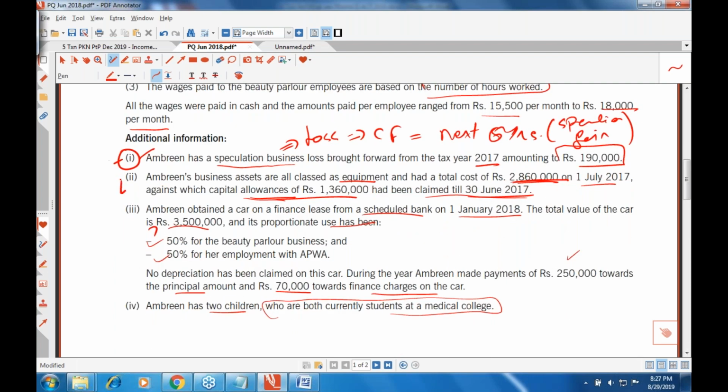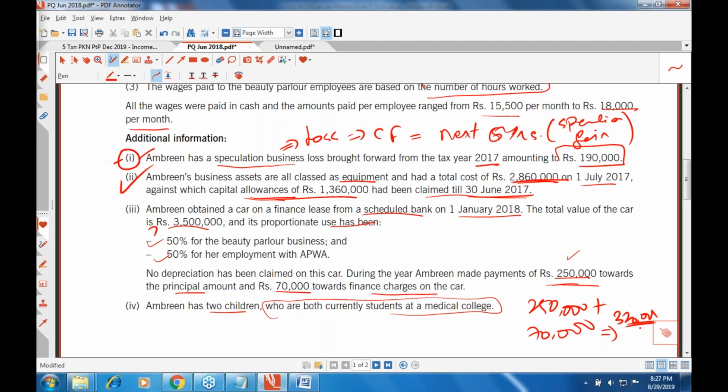Then furthermore, there was this car on finance lease from a scheduled bank. When you obtain a car on a lease from the bank, whatever the car rental is, that rental, which is basically 250,000, was paid here, plus 70,000 was paid towards finance charges on the car. So 250 plus 70 gives you 320,000 as a rental. So the rental payment was actually 320,000.